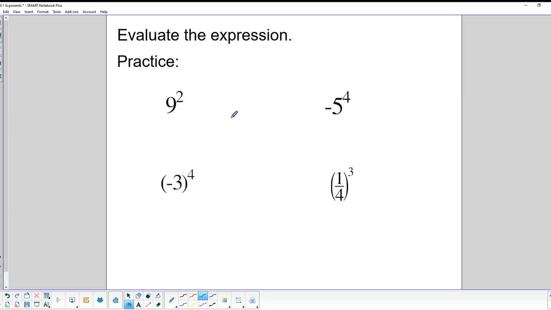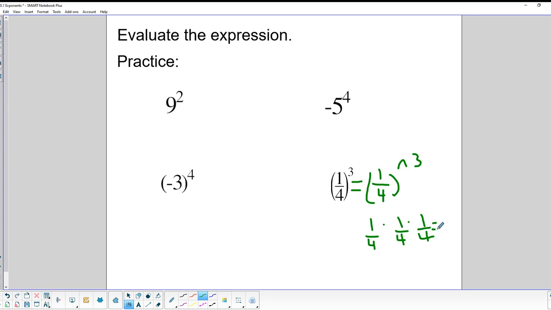We don't need to do all of them, but we can do a few if you'd like. Now let's check out this fraction though. If you put in 1/4 to the third power, you end up with 1 times 1 times 1 on top and 4 times 4 times 4 on the bottom.